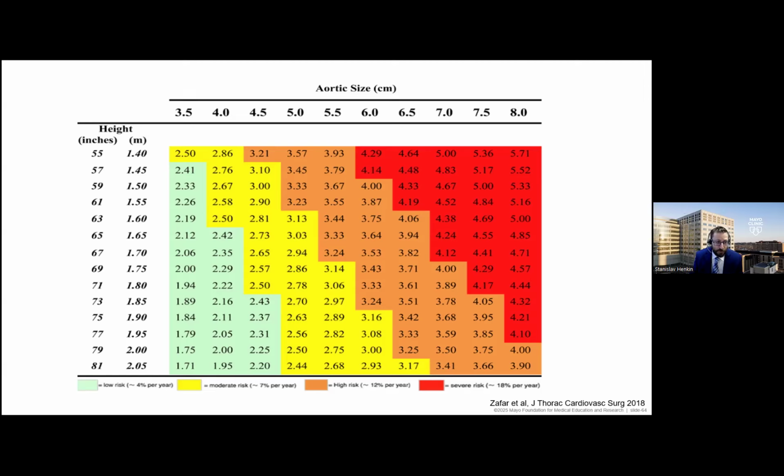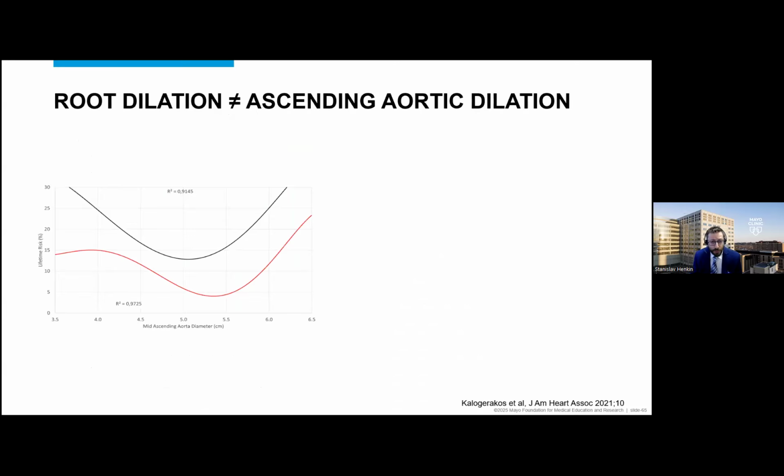So for example, if you take a look and you have a 5 centimeter aneurysm and you're 60 inches tall, your risk of dissection is actually pretty high. It's 12% per year. So do you really want to wait? Is it really that different waiting until 5.5 centimeters? Probably not. Then the other really important point to consider, and the guidelines do talk a little bit about this, is that aortic root dilation does not equal ascending aortic dilation.